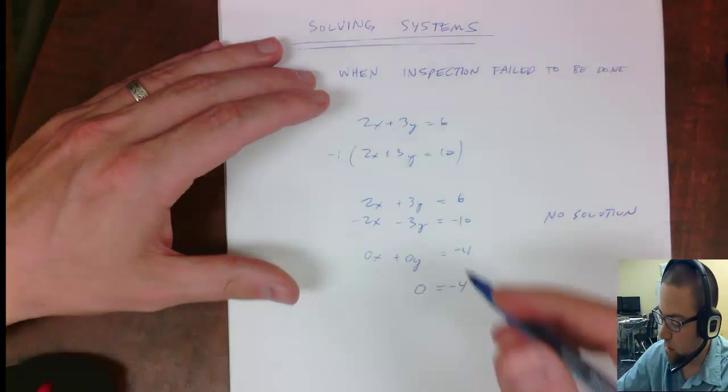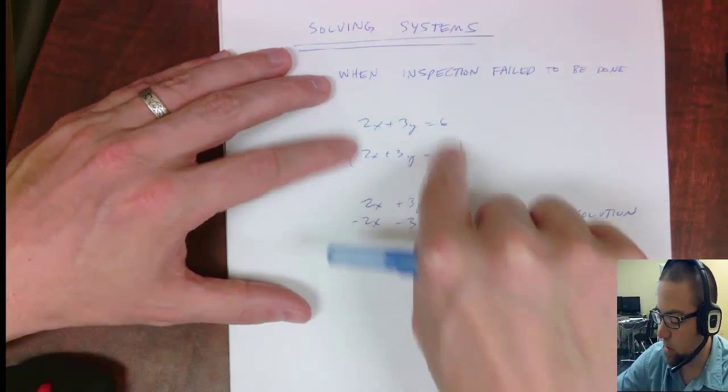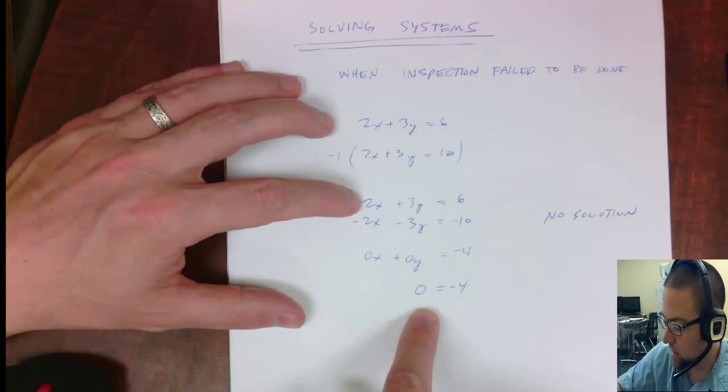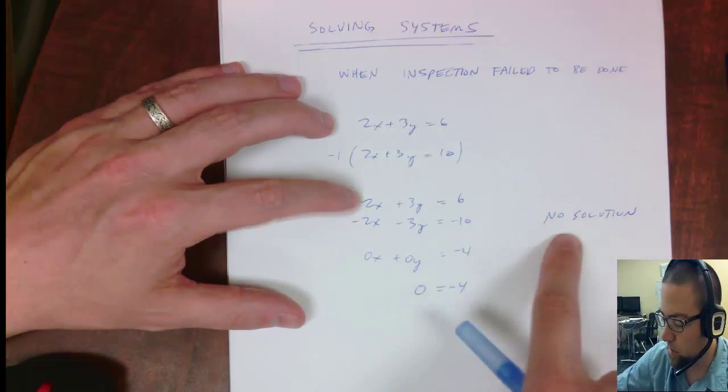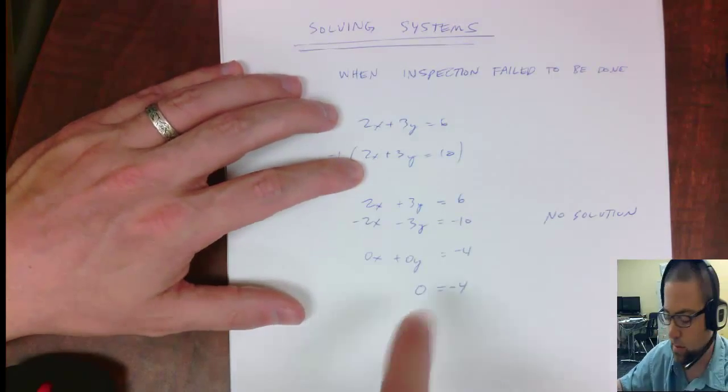Okay. So we should have seen that in the beginning with inspection, but if we didn't see it and we went through the process and then we end up with something like this that is not true, then we say, well, it doesn't matter what the x's and y's are. This could never be true, right?